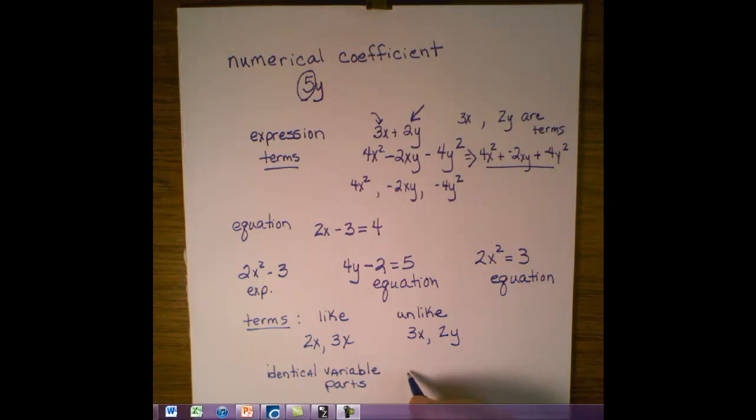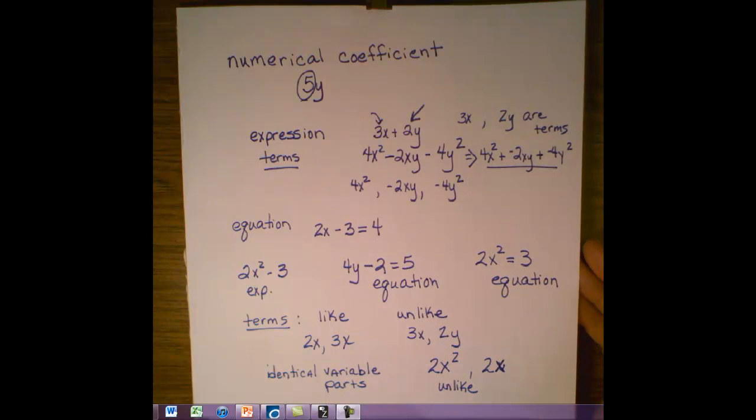Now, let's look at 2x squared and 2x. Are they like or unlike? Well, they're unlike because they're not the same. Even though the variable is the same letter, the parts are different because one's squared and one is not. So they are unlike terms.